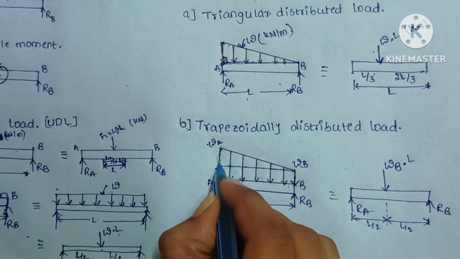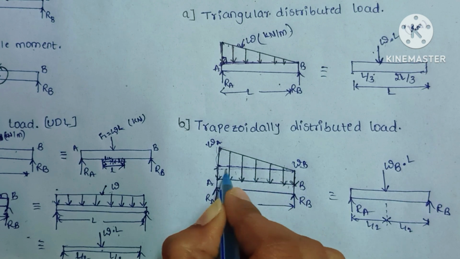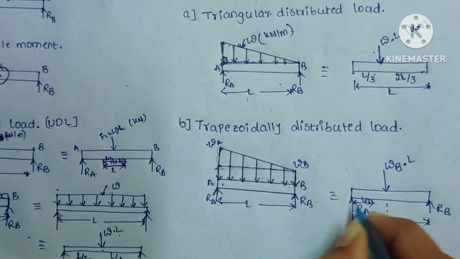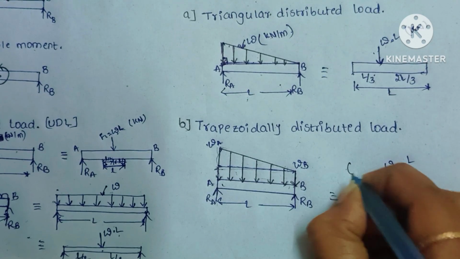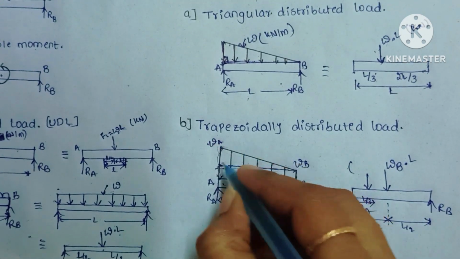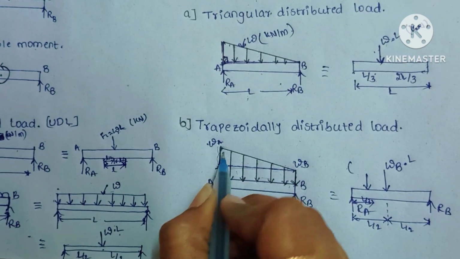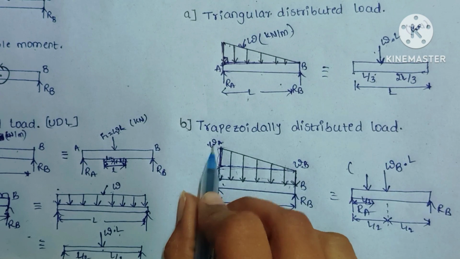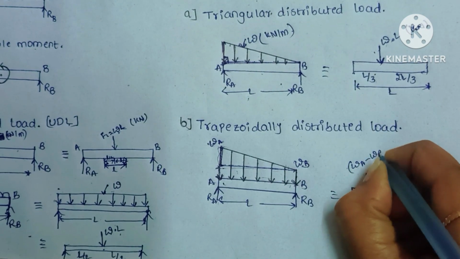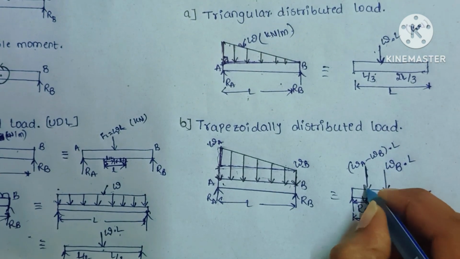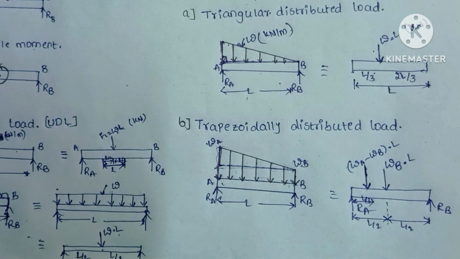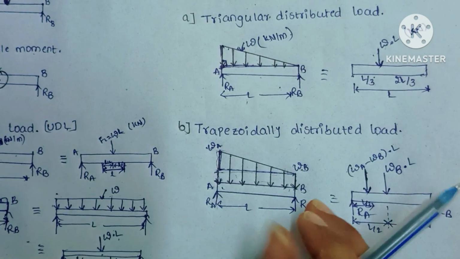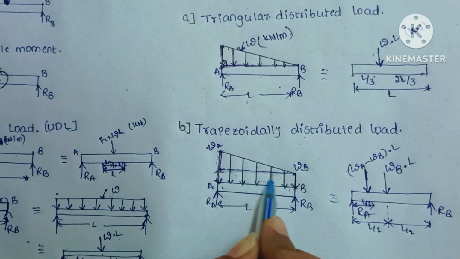And for the triangularly distributed part of the trapezoid, this load will be concentrated at L by 3 from the base. How much load is acting here? Omega A is the total load acting on the beam, so here we only need this much height, which is omega A minus omega B. So the load is omega A minus omega B into L. Understood? In this way we have to solve this problem. If you want, I will explain again. If they give a trapezoidally distributed load, there are two types of loads: one is a uniformly distributed load.